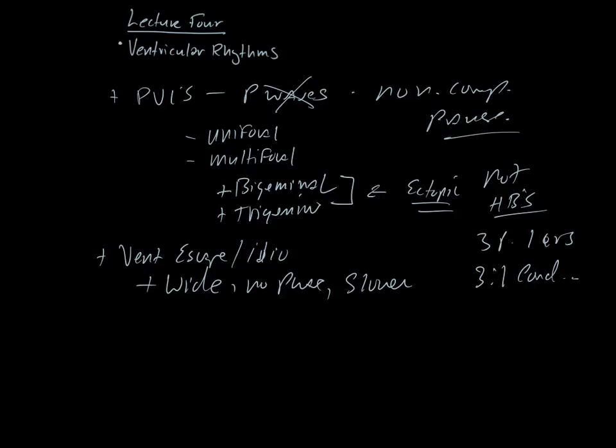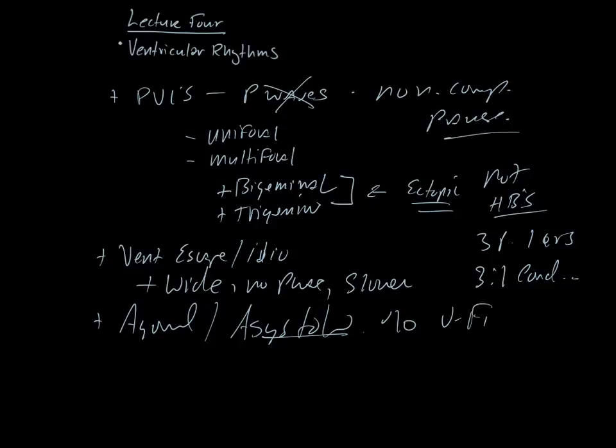All right, good deal. And then we also talked about agonal rhythm, just an occasional complex here and there, also known as a dying heart. And along with that is asystole. If you have asystole, what should you do to confirm? Check multiple leads to rule out fine V-fib.